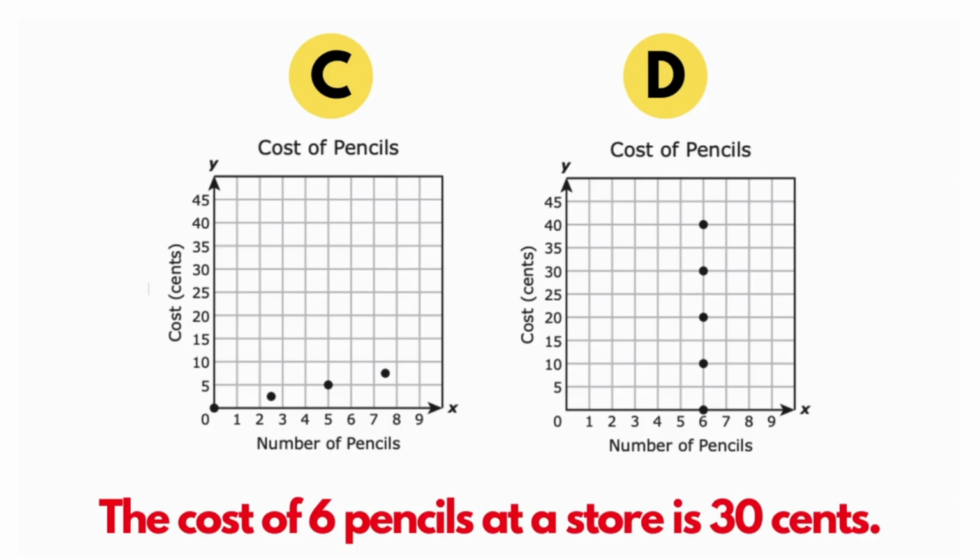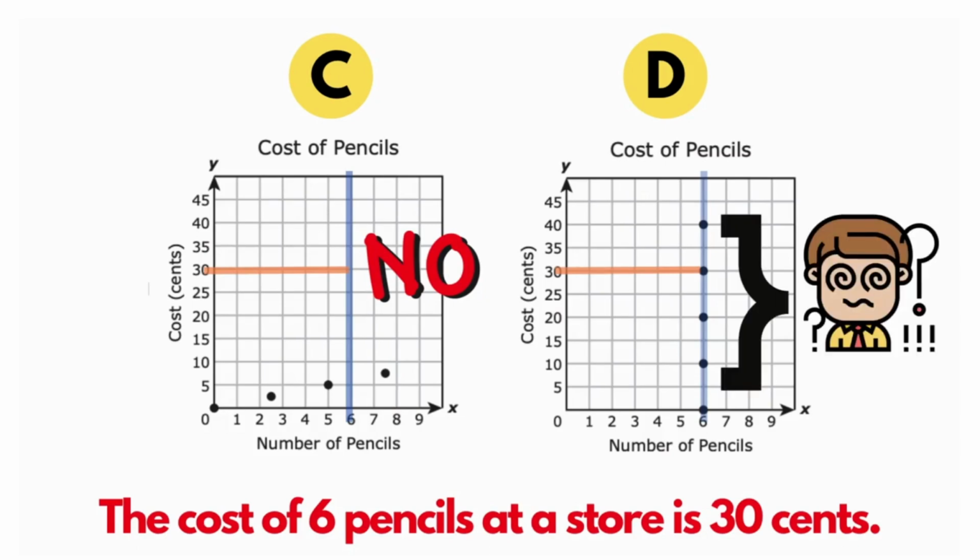We're going to do the same thing. We're going to mark our 6, and then we're going to mark our 30 and see if we get any intersections. We don't on C, it doesn't match up. And D won't work because remember, we said it's a proportional relationship. This line has to go through the origin since it's proportional. And a number of pencils can't cost different amounts of things. It's just kind of weird. So that one just doesn't work either.